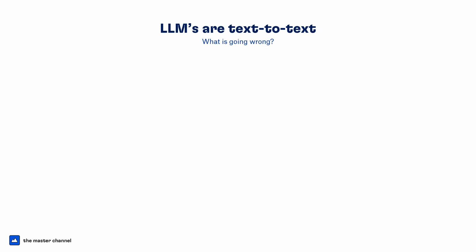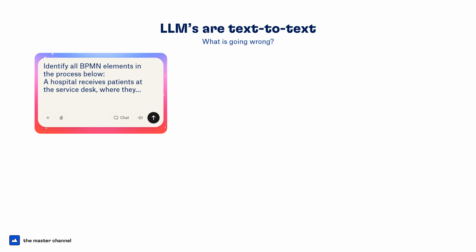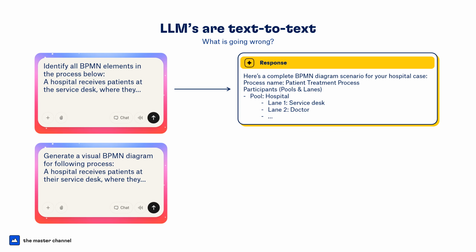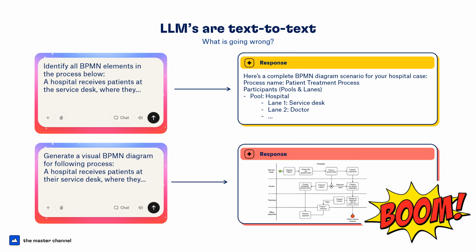LLMs are strong at generating text or code-based answers, so we test that first. Let's say we ask an LLM to generate all BPMN diagram elements for a process about a hospital service desk. The LLM responds with a written summary of the BPMN model, listing participants, steps, decisions, and more. It uses its domain knowledge to fill in sensible details. Great. Now imagine we ask it to visualize a BPMN chart for the same case by slightly changing our prompt. And boom, the LLM generates this great-looking BPMN diagram.